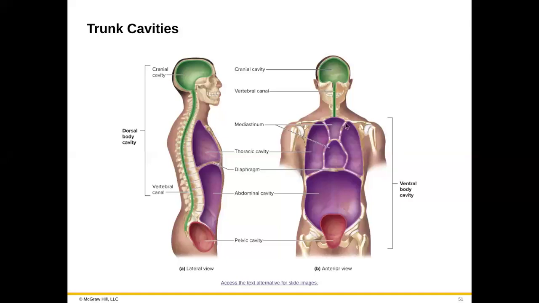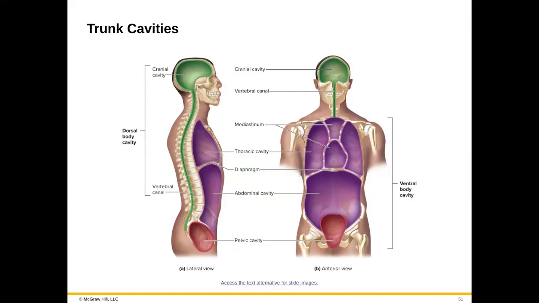Now, what you'll see is that the mediastinum can then be broken up into another smaller cavity. It's labeled as mediastinum here, but we'll talk about it later. And this will end up being the pericardial cavity where the heart sits. So the pericardium surrounds the heart. Now, when we go to the abdominopelvic cavity, you can see here in purple that this is the abdomen. This is where all of your digestive organs are going to be.